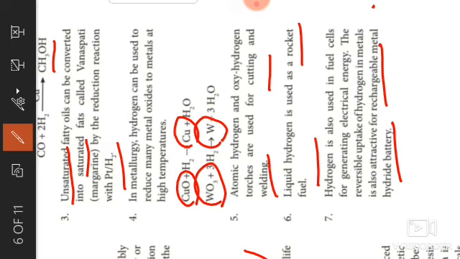Next we are going to see the compounds of hydrogen, and also the physical properties and chemical properties of hydrogen. We will see that in the next video.